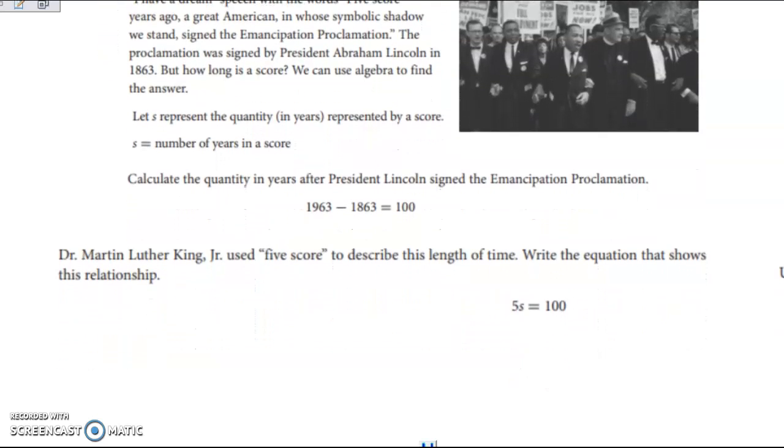Dr. Martin Luther King Jr. used the word 50 to represent this time. And we said that score was going to be represented by an S. And so we have 5S. And we said the length of time is 100. So there's our equation.